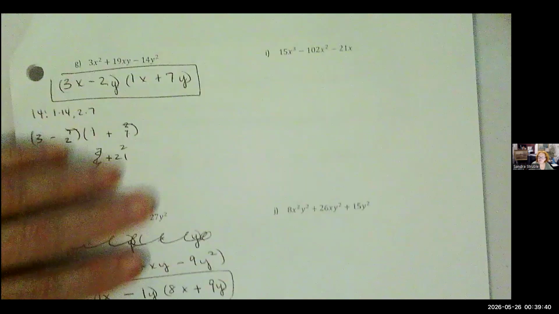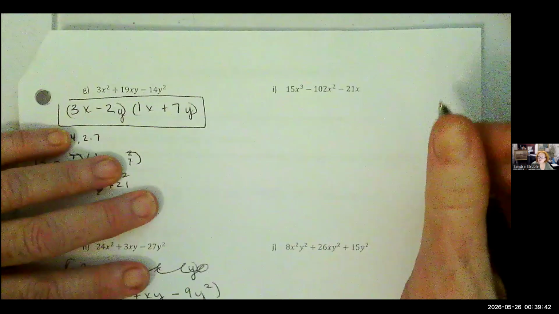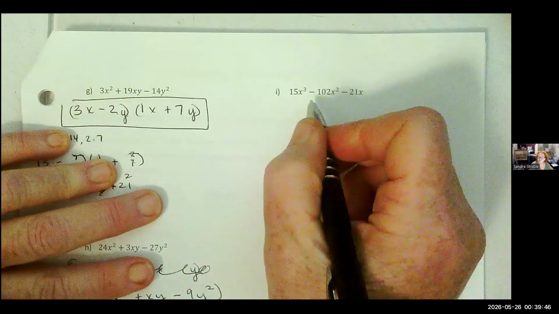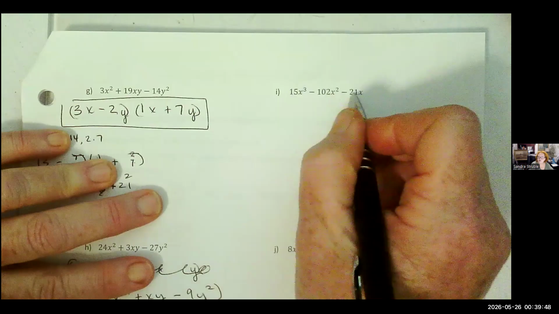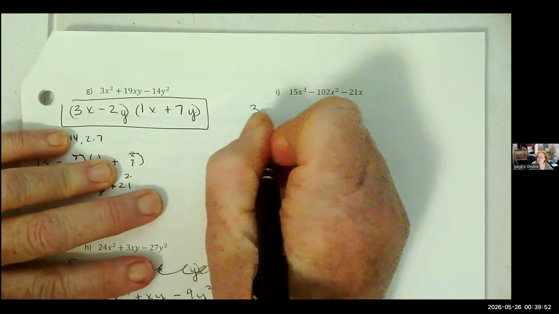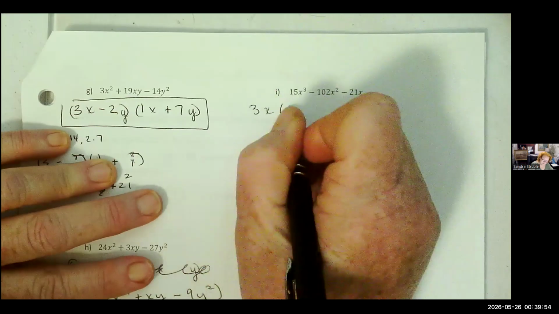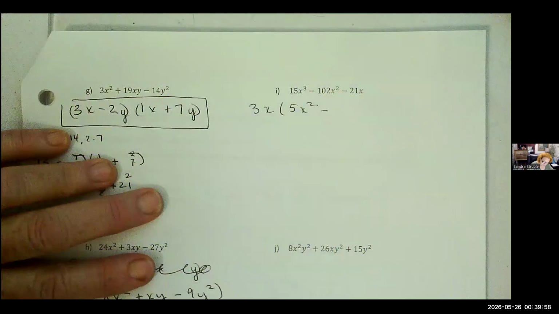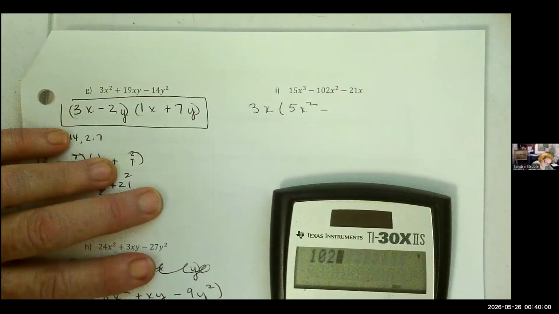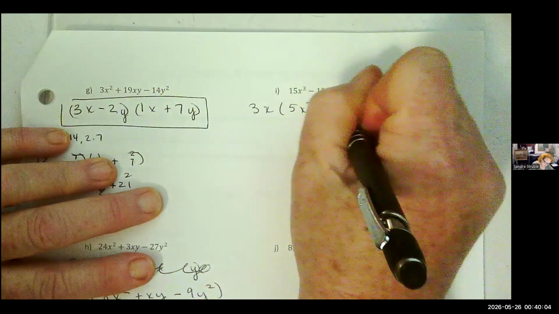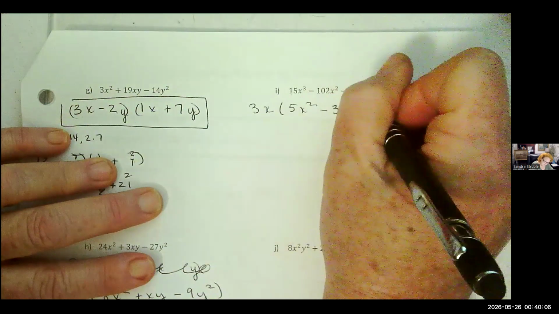Ooh, 10. Okay, so these are all divisible by 3. 15, 21, yes. 1 plus 2 is 3, yeah. So I can factor out a 3 and an x from this. And that's going to leave me with 5x squared minus 102 divided by 3 is 34x. And then 7. Okay.